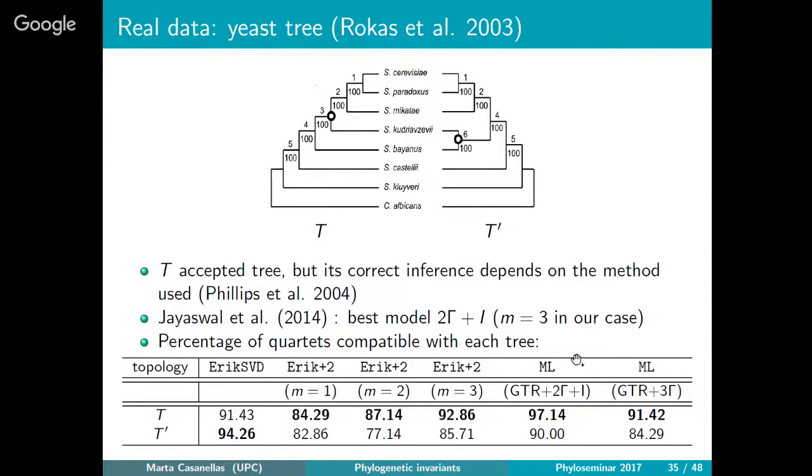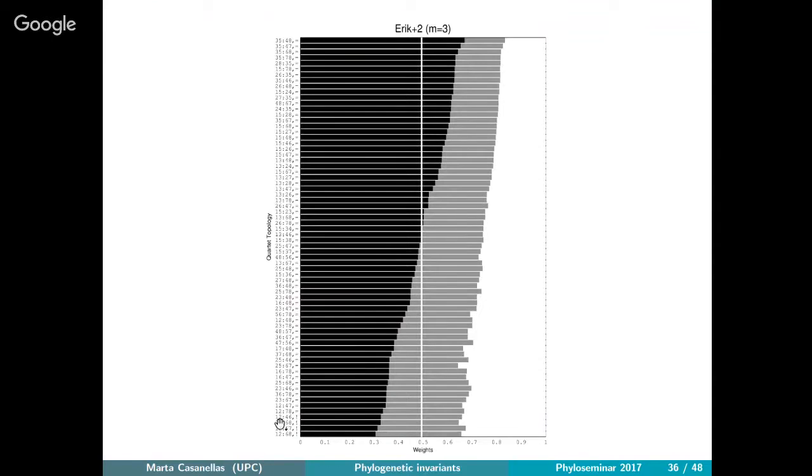And here, for comparison, maximum likelihood with 2 gamma rates plus invariable sites, or 3 gamma rates. That would be the best, the model that fits this data better. And it's nice to observe that for the quartets that we didn't get correctly, the weights of these quartets are about 1/3, 1/3, 1/3, so the 3 topologies of the quartets are not highly distinguishable. If we remove this type of quartets that are not highly distinguishable, then we get 100% of quartets compatible with the correct topology.